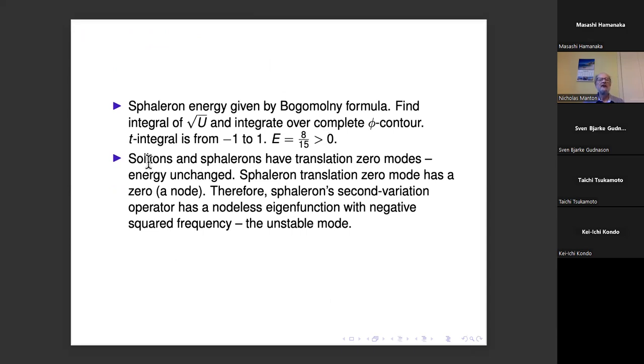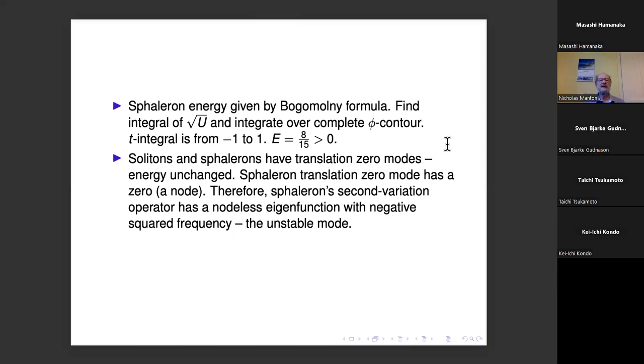Now, why is the Sphaleron unstable? So here's a remark about kink solitons and these one-dimensional Sphalerons. As I mentioned, both of them have a translation zero mode. In other words, although I suppress this constant of integration, all of them can be translated. You can shift x by a constant. And if you do that infinitesimally, you call that the translation zero mode. Zero mode is short for zero frequency mode.